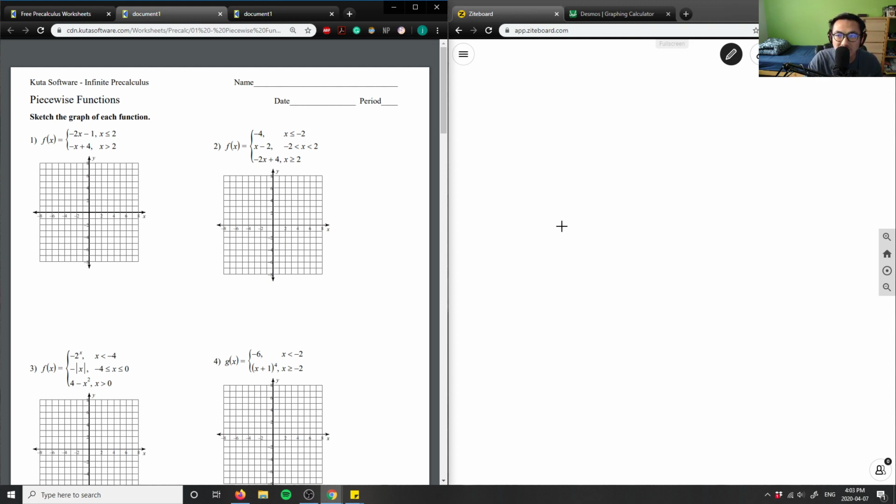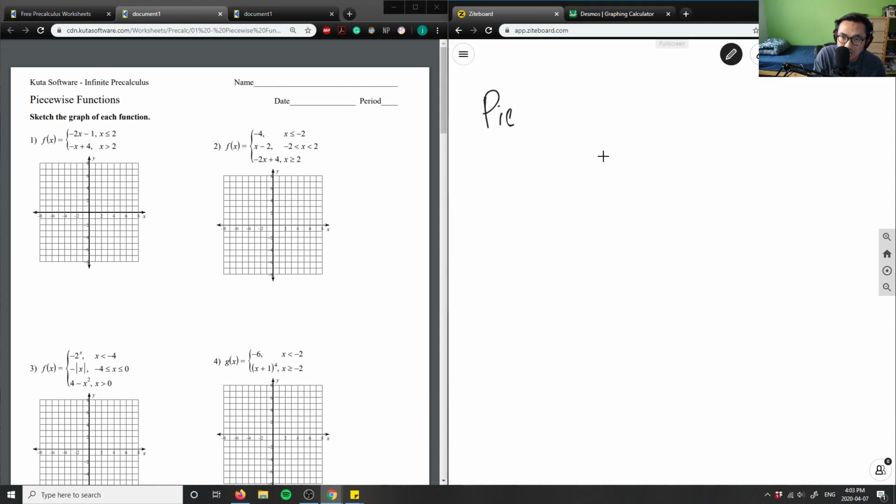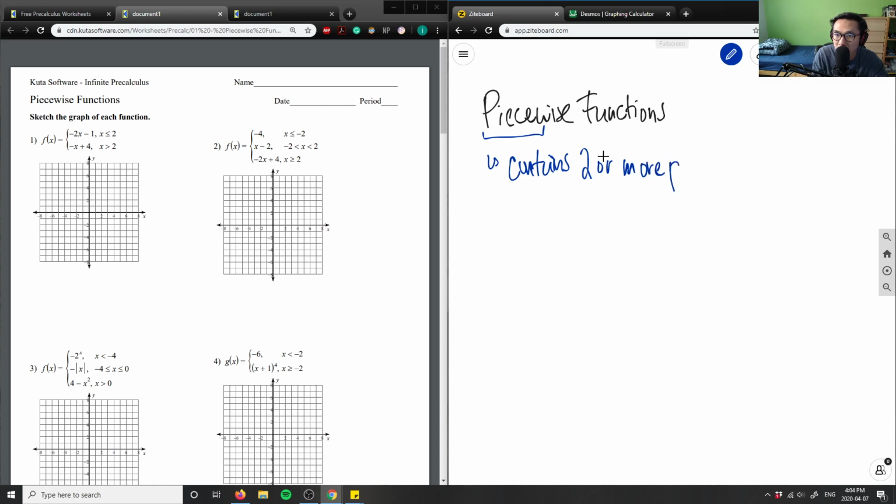So let me define piecewise functions for those of you who are not familiar with this. What is a piecewise function? You can think of this as a piece, right? The word piece is in here, which means a piecewise function contains two or more pieces. And what's a piece in this case? A piece is actually a function in itself.